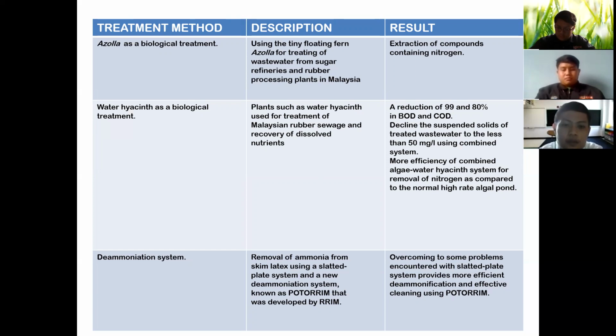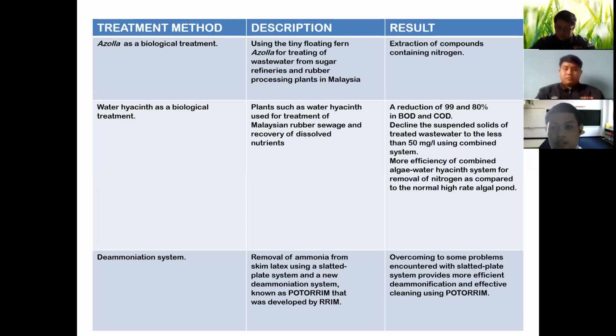The availability, high specific surface area, high water holding capacity, and a balanced C and P ratio of coconut fiber are favorable characteristics for biofiltration application. So this method has been improvised for the rubber wastewater treatment. Next is the treatment method, the biological treatment method.